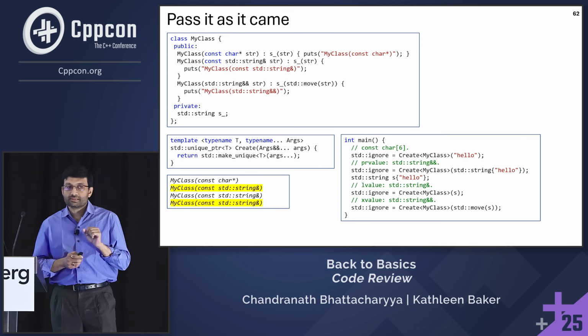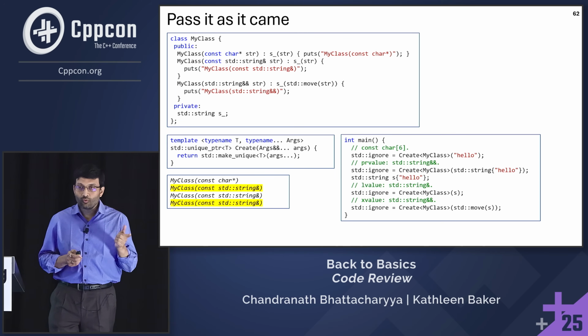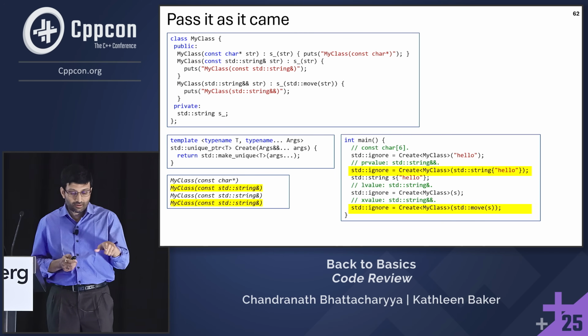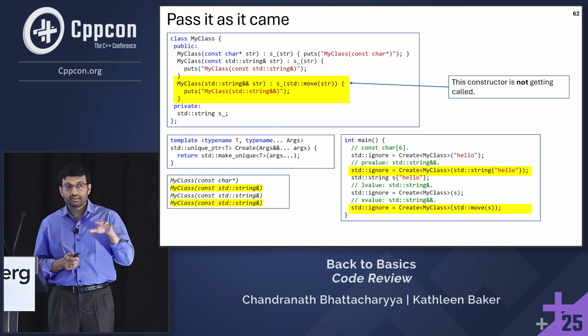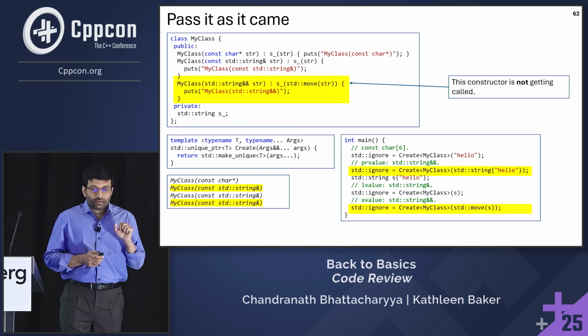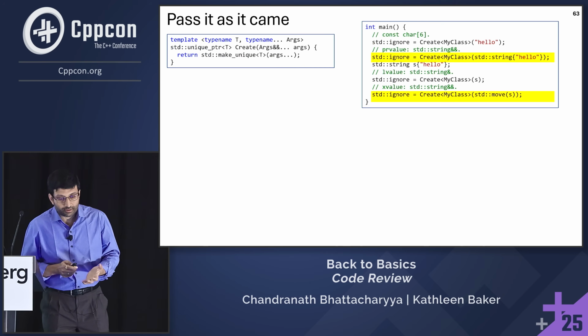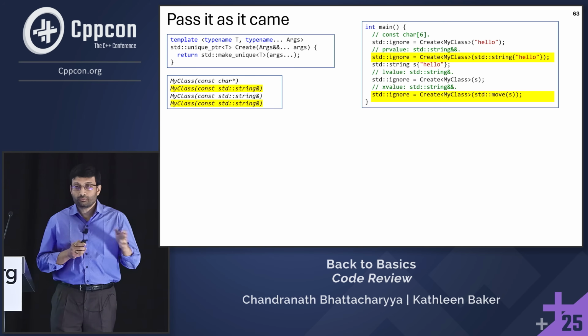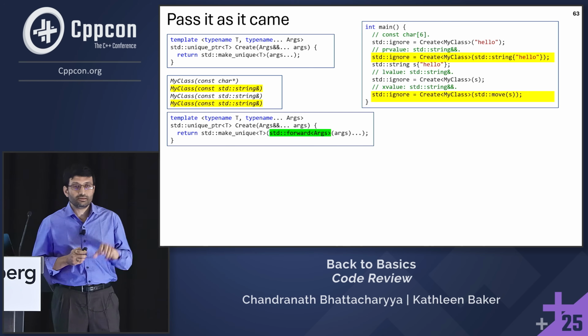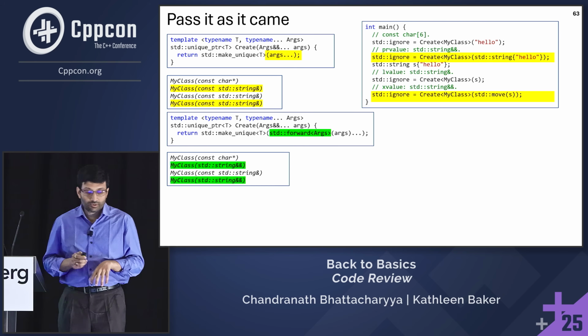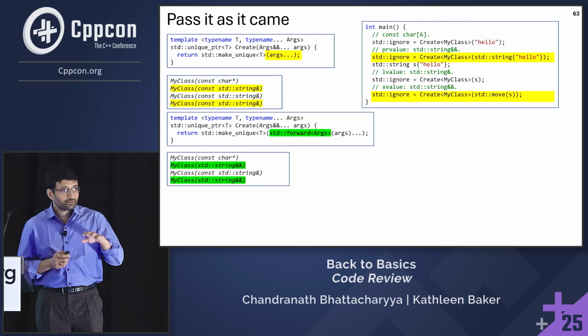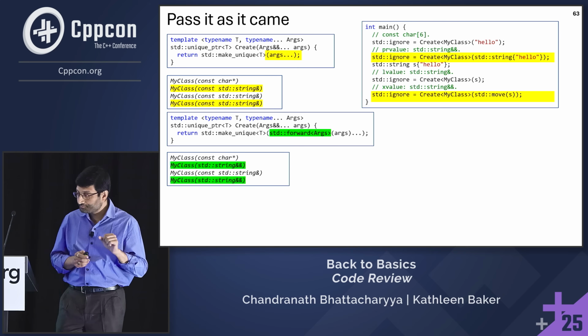Here is the output that we see, which we don't want, right? Because ideally we wanted this one to be called, right? And this constructor was not getting called, okay? So what do we need to do? So this was the problem. How do you fix it? Very simple. Just go and put the forward over there, okay? Compared to this. And once you do that, you get the proper move construction happening over here.